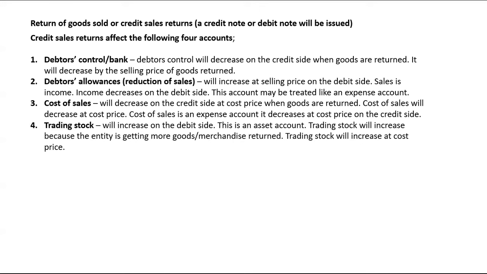If it wasn't our fault, it was the supplier, we're going to return those goods to the supplier. When we return them to the supplier, another two accounts are affected. We debit creditors control because it's a liability. Liabilities decrease on the debit side. Please check out grade 9 videos because I explained that thoroughly. All right. And you credit your trading stock because you're returning goods back to the supplier.